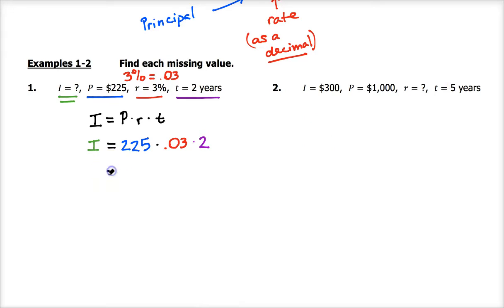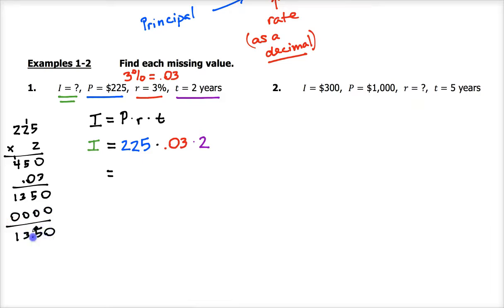Okay, remember multiplication, you can do multiplication in any order, so I'm going to do 225 times 2 first. And 225 times 2 is 450. And then I'm going to take 450 times 0.03. And if I do that correctly, I should get 13.5.